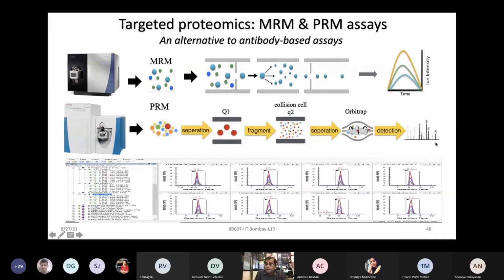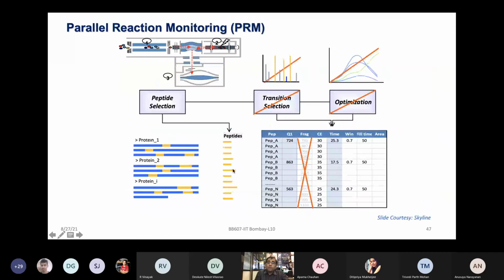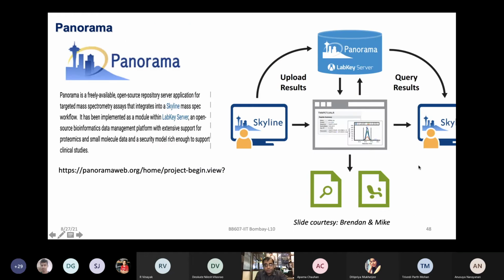It is slightly more complex than MRM, slightly less reproducible than MRM as well, and there are a lot of things to be optimized. Here the idea is you are not going to do a lot of transition selection and optimization as you do in MRM, but rather use a brute force approach of taking every peptide of interest, acquiring their data, and trying to utilize those transitions for quantification.